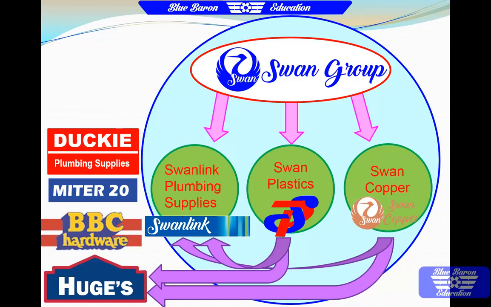So the sale from Swan Copper to Swan Plumbing Supplies, we need to make sure that is just a transfer of inventory. There's no profit made. If that inventory is then on-sold by Swanlink to an entity outside, a retail situation where we sell it to a customer, then we can recognise that profit. So there's a number of things we need to do here.